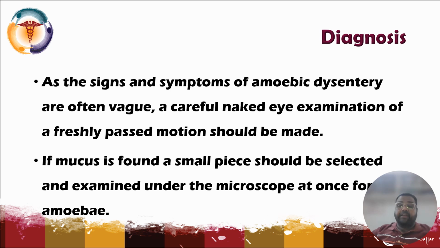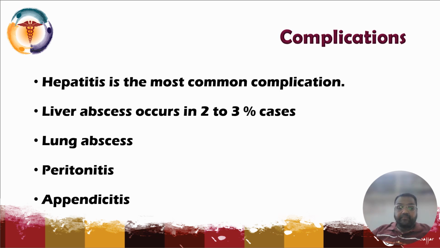Now let's see what are the complications of amoebiasis. So first complication, that is hepatitis, is the most common complication because the liver is situated just near to the large colon and cecal area, so it is very common. Liver abscess occurs in 2 to 3 cases. Liver abscess common है इसमें. लंग एब्सेस भी हो सकता है, पेरिटोनाइटिस भी हो सकता है और appendicitis भी एज अ कॉम्प्लिकेशन दिखने को मिलेगा.